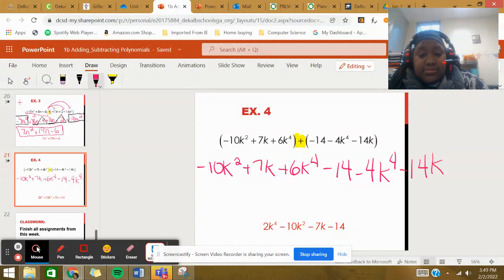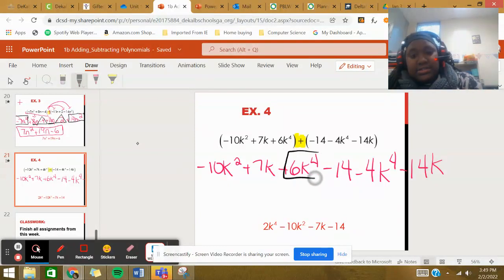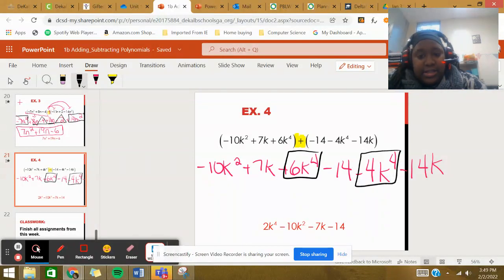So first, all I did was drop the parentheses. Now I'm just looking for my like terms. So looking at our like terms, we have 6k to the fourth and negative 4k to the fourth. We have plus 7k minus 14k. And that's it. We don't have anything to the second power, and we don't have any other constant besides negative 14. So let's go ahead and combine our like terms.